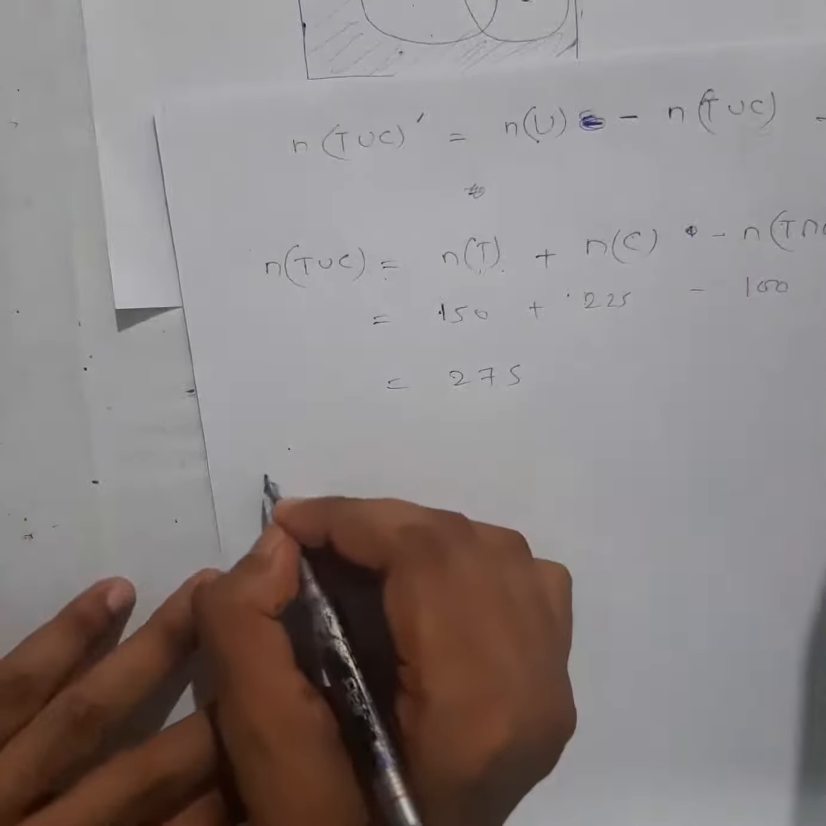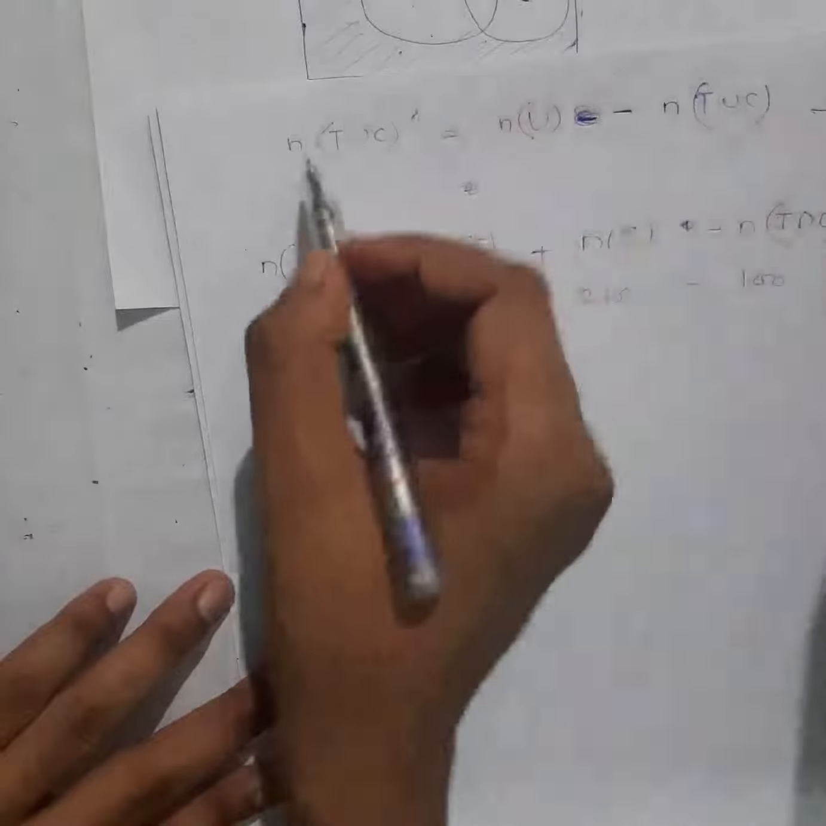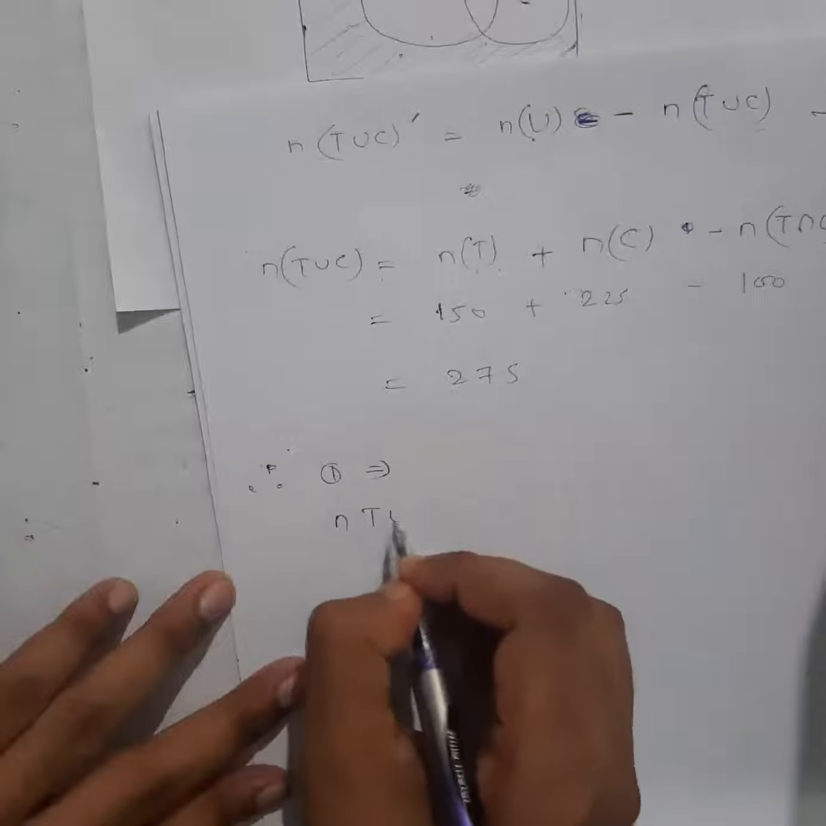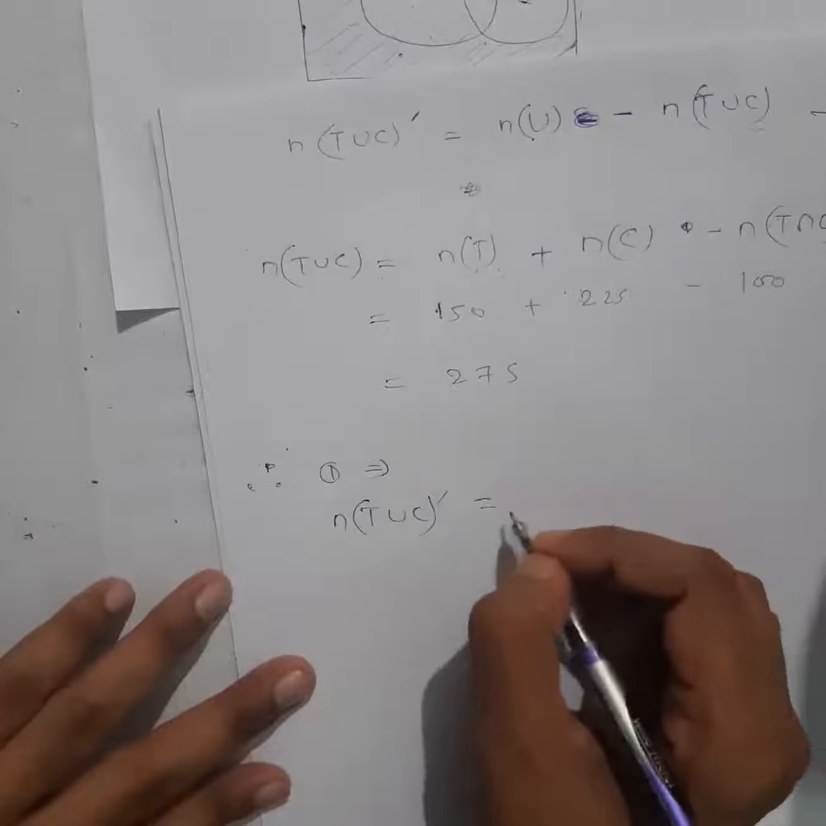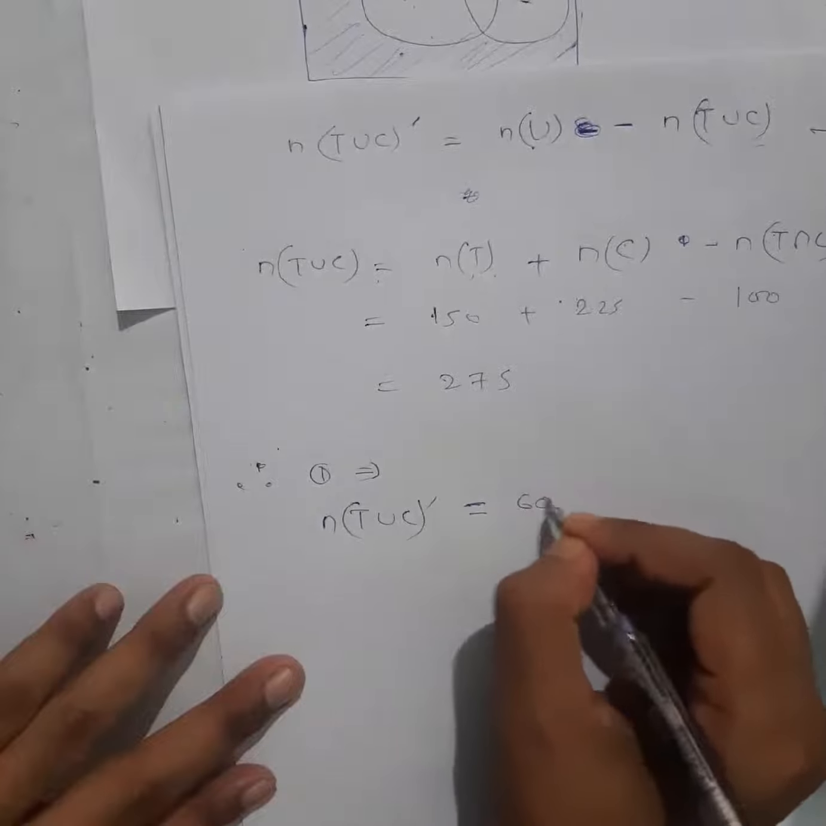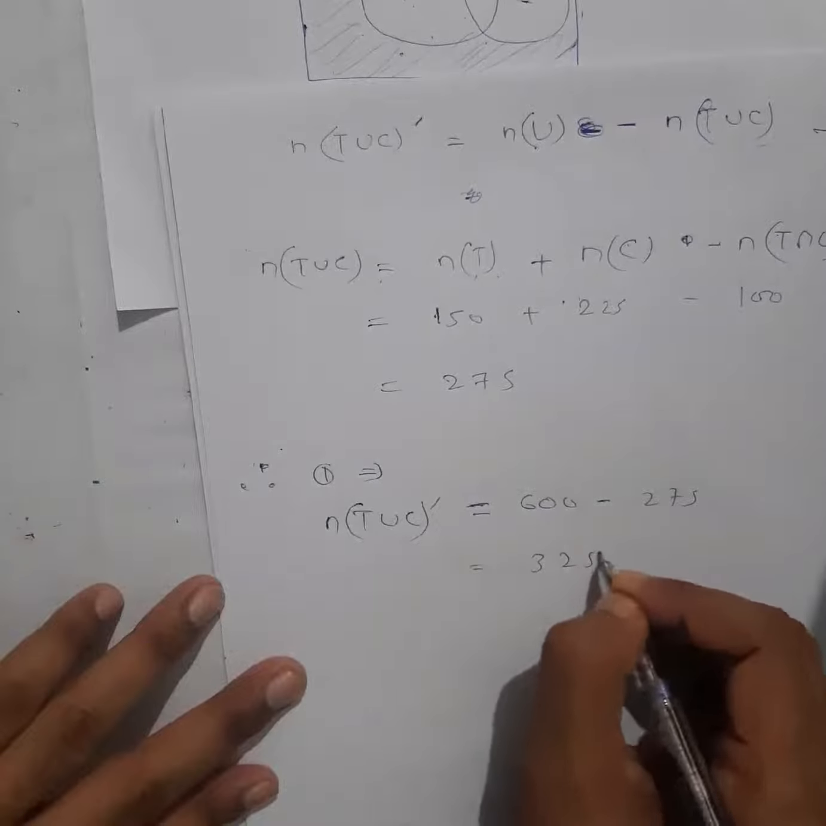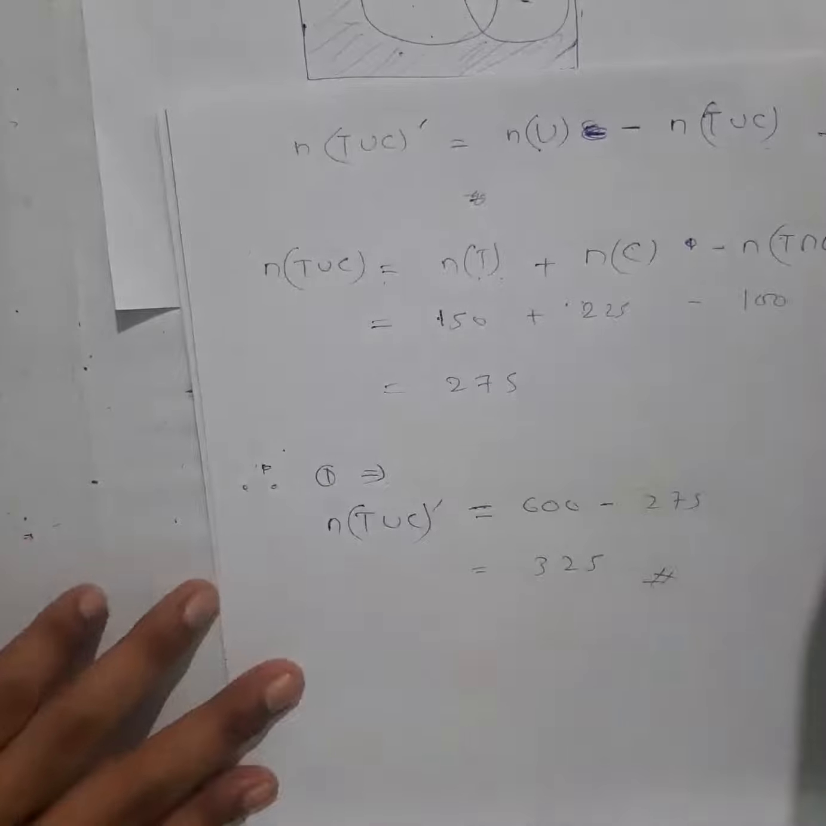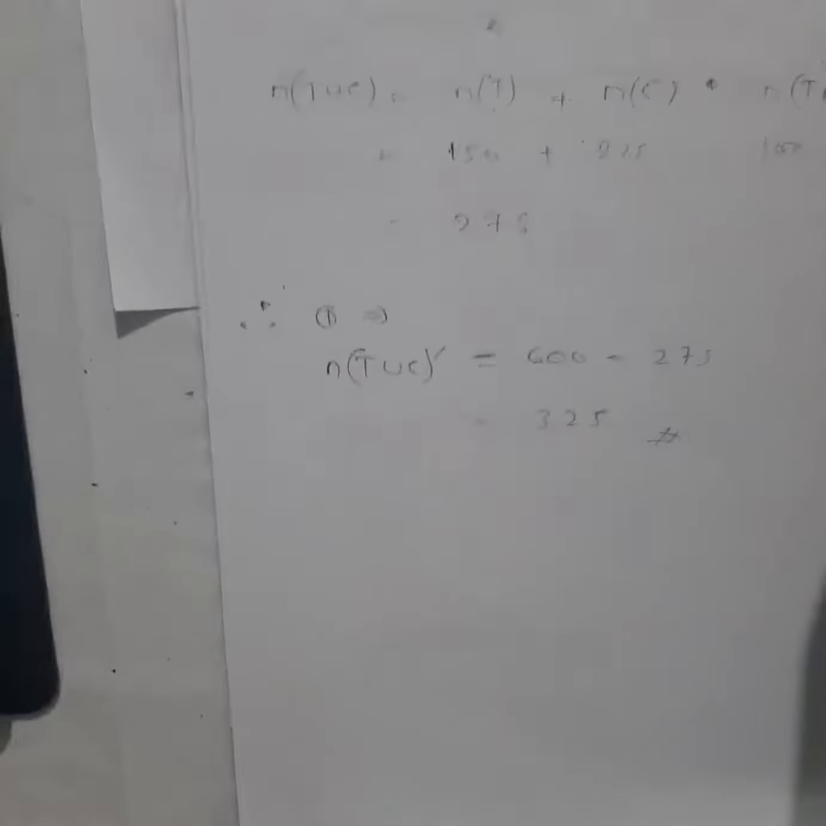Next, therefore 1 implies, so we can find easily this one. Number of students in (T union C) complement will be how many? 600 minus 275, that is 325. Done. Okay, so we'll move to the next question. Let's do question number 14 now.